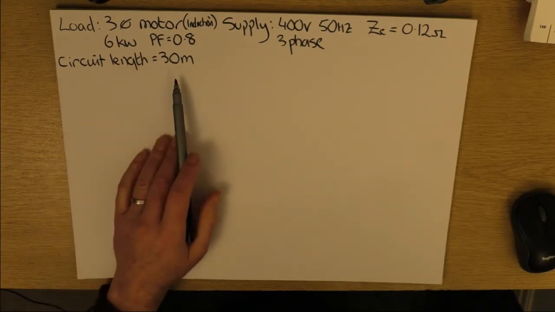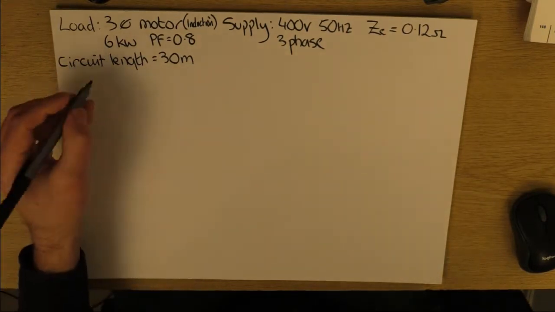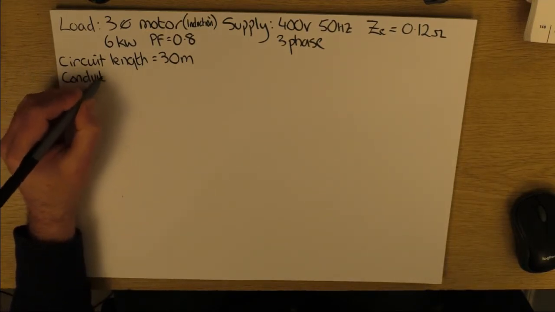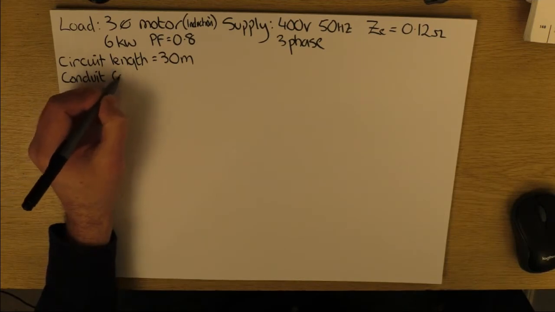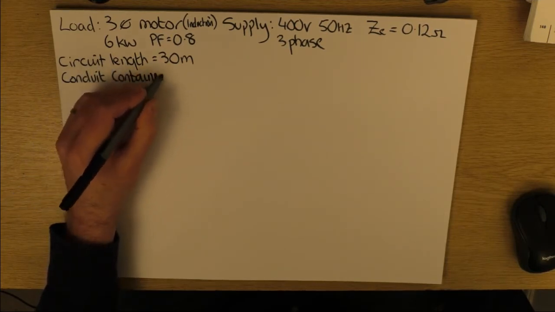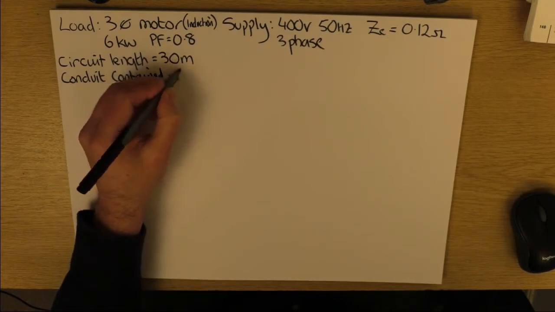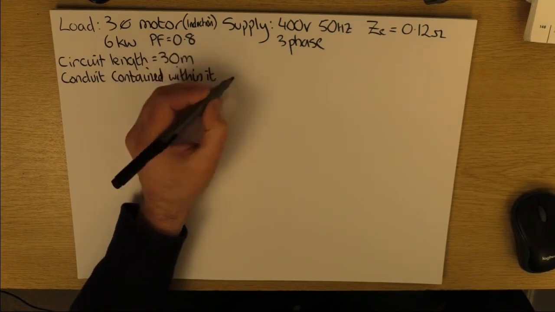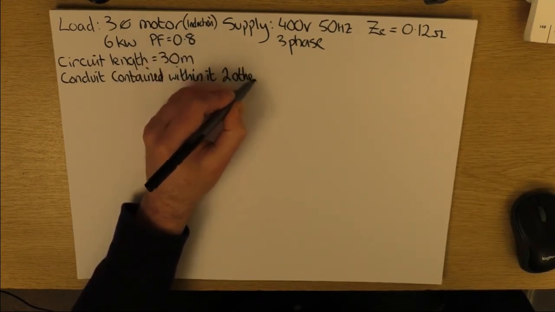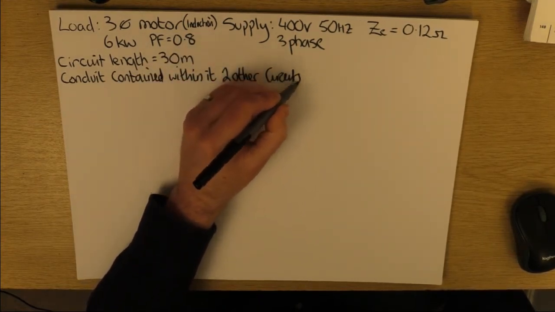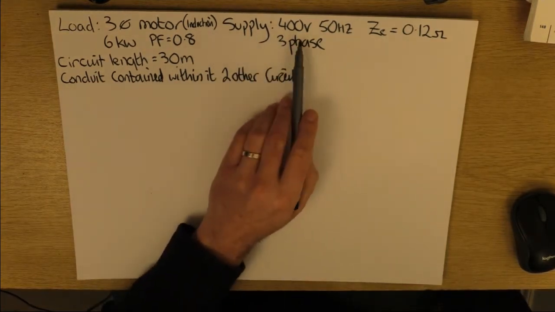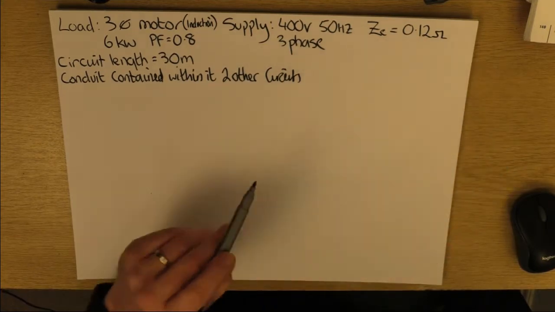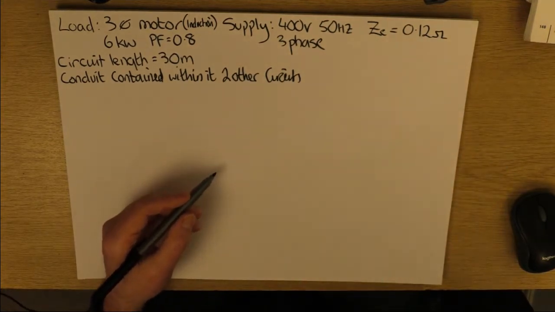Our circuit length is going to be 30 meters, and we can use some existing conduit that has contained within it, let's say, two other circuits. Our supply is 400 volts, 50 hertz, three phase, and we've got a Ze of 0.12 ohms.